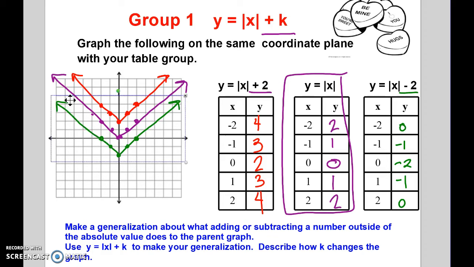So make a generalization about what adding or subtracting a number on the outside of the absolute value does to the parent graph. Well, we can see that adding a number on the outside or subtracting a number on the outside shifts the parent graph up if we add the number, or down if we subtract a number. So that is what the number on the outside does. It shifts the parent graph up or down.